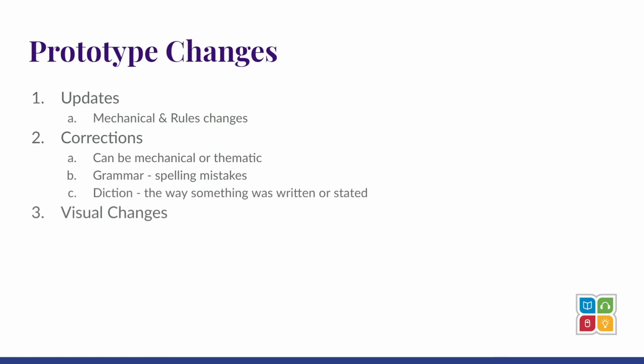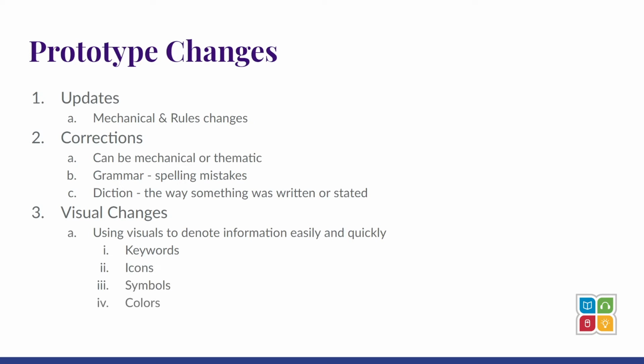Visual changes. You may find that there are easier ways to denote or signal the information needed to play your game. As mentioned in our last video, information can often be portrayed more efficiently using methods such as keywords, icons, symbols, or color coding. The way your prototype looks will likely change playtest to playtest, as you either decide to change up the layout of items like cards or other objects, choose to portray information differently, or make changes in the finer details of your thematic elements.